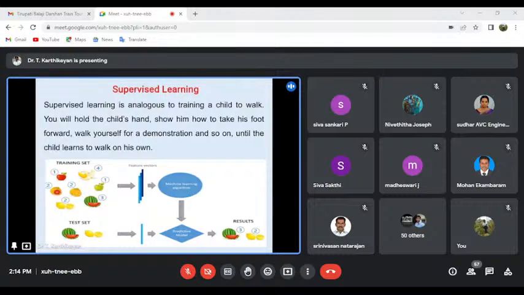Watermelon. If you are giving the watermelon as an input, then the machine learning algorithm will process it and it will predict in which category it is coming under. So in this given example, the watermelon is coming under the category of 3. In this way, we have to make the system or the machine learn. This is called supervised learning.